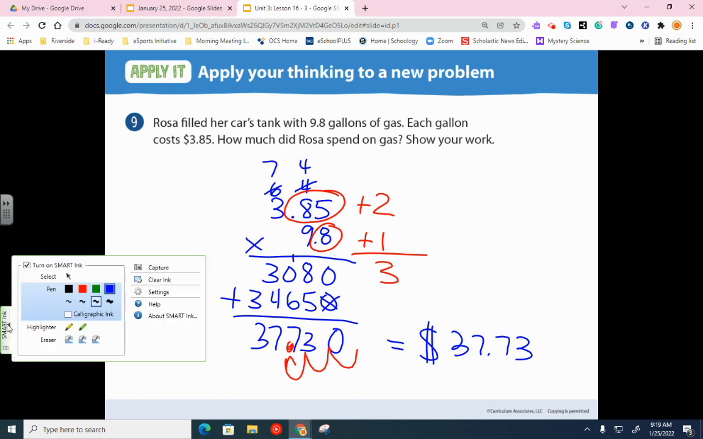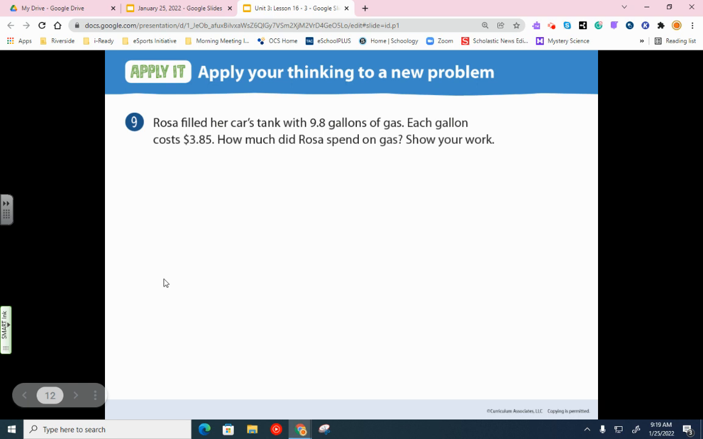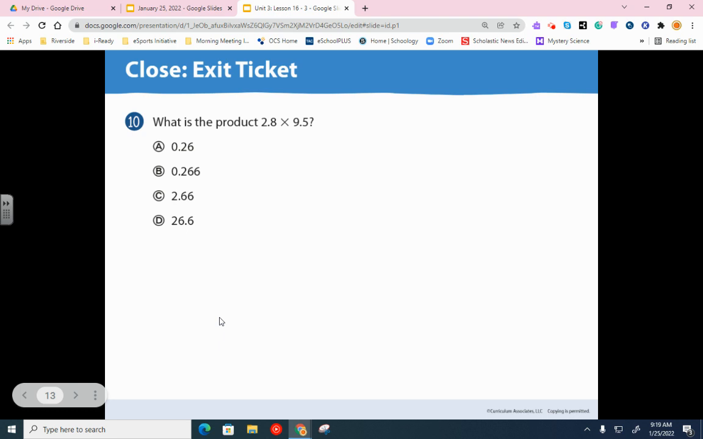All right, one more. One more problem. All right, so what is the product of 2 8/10 and 9 5/10? All right, let's write it out. Okay, 2 8/10, 9 5/10.